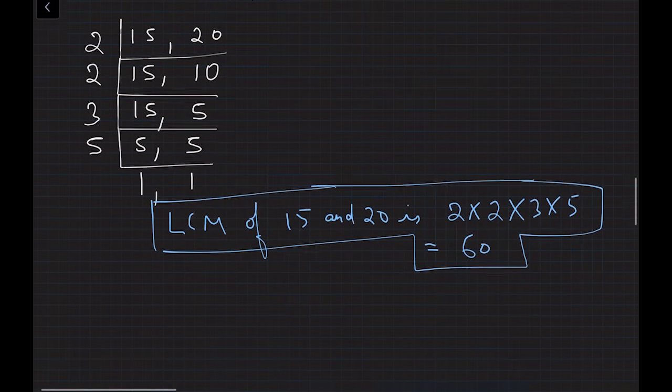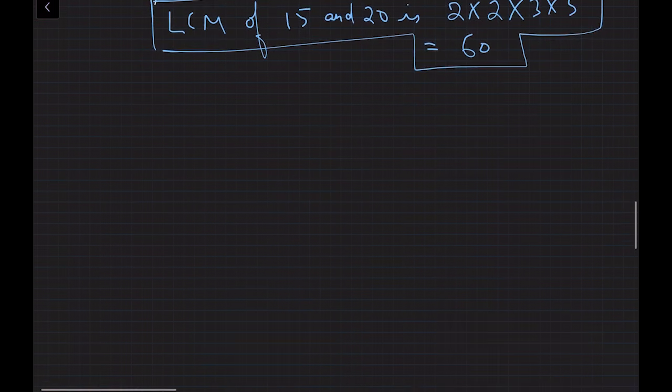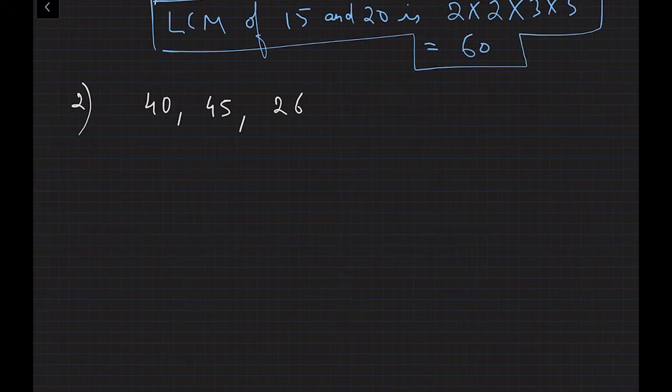Now we will take the second example: 40, 45 and 26. Now let us find the LCM of these three numbers using the common division method. The first thing that we need to do in the common division method, like I said before, is to list out all the numbers given horizontally. So 40, 45 and 26.